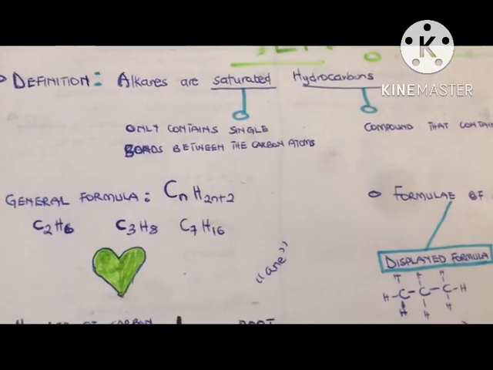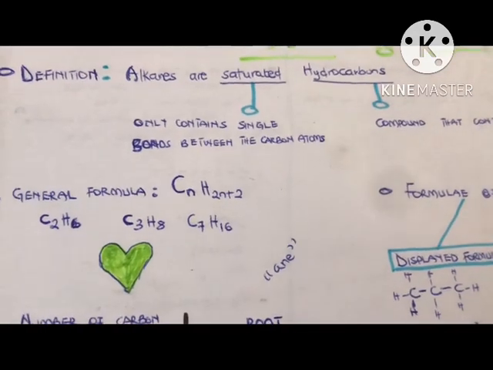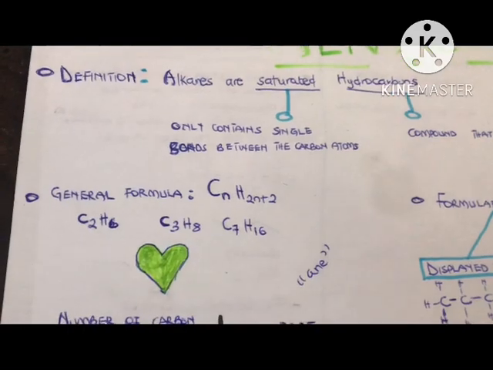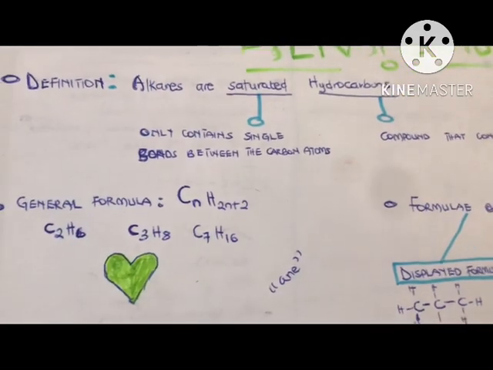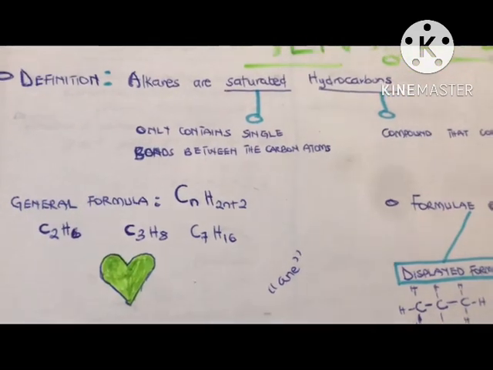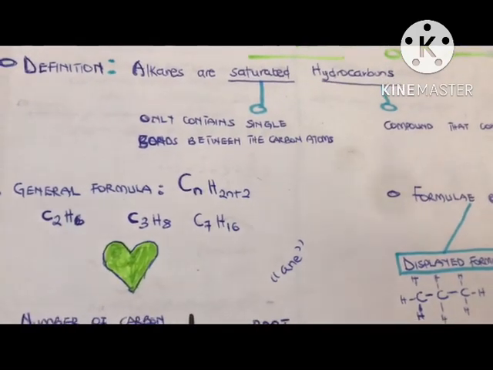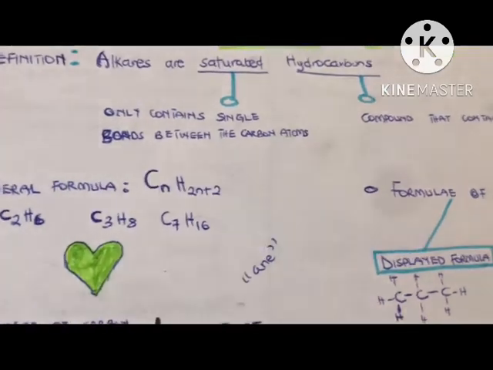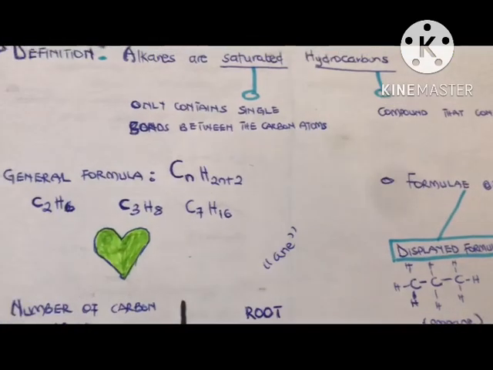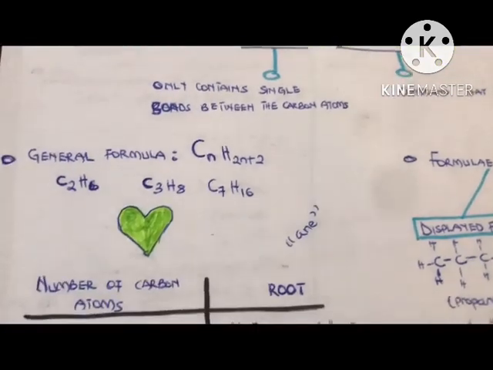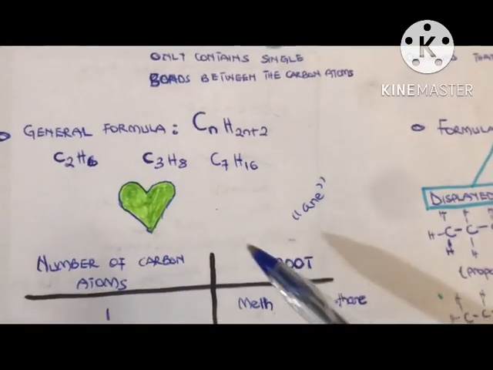Alkanes are saturated because they only contain single bonds between the carbon atoms. So the carbons are being bonded by single bonds, and that's why we say alkanes are saturated. This is what makes alkanes different from alkenes, because in alkenes you can find double bonds between the carbon atoms. You understand? And they are said to be unsaturated.